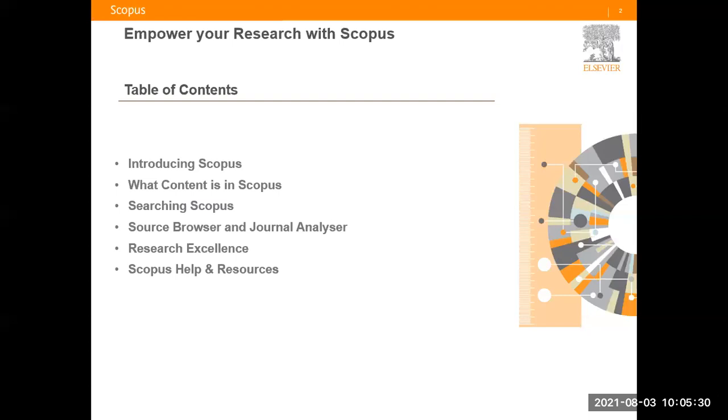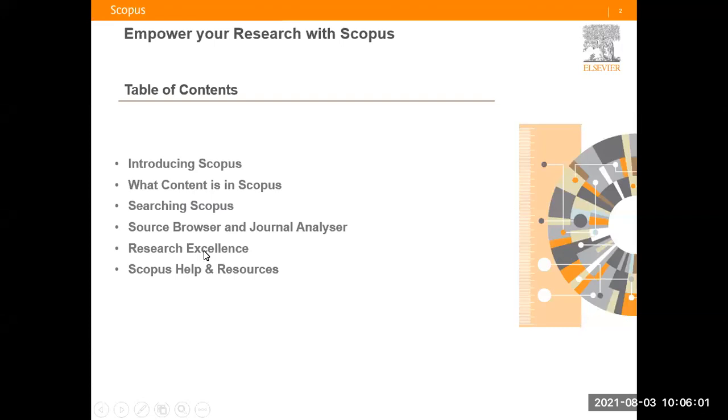And then the Source Browser and Journal Analyzer is for those who would like to check what source titles are indexed in Scopus, so that if you want to publish and get your papers indexed in Scopus, you get to know which journals or conferences you need to submit your papers to. And then you can also learn about individual source titles' or journals' performance.